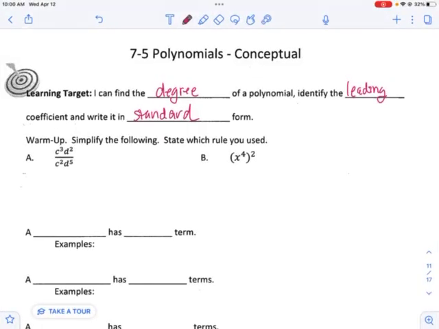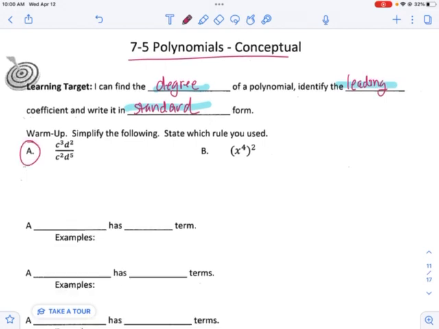All right, hello. We are looking at 7-5 polynomials today. The learning target is I can find the degree of a polynomial, identify the leading coefficient, and write it in standard form. All right, so fill in the target. We can start off with the warm-up problems.